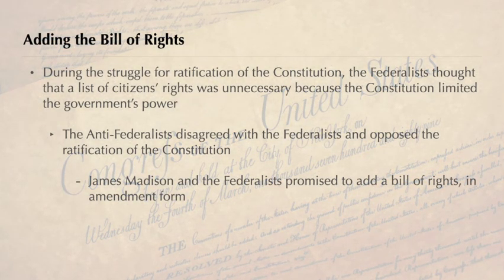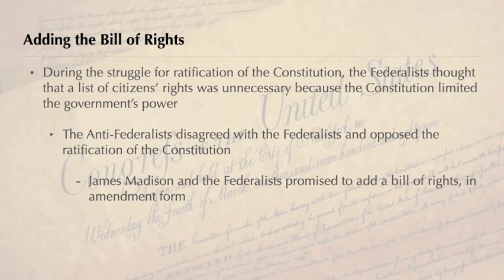To understand how the Bill of Rights became part of the Constitution, you need to recall why a list of citizens' rights was left out of the original document. Quite simply, the framers thought that it was unnecessary. They believed that the Constitution already guarded against tyranny by limiting the government's power. The Anti-Federalists disagreed and put up a stiff fight against ratification. If James Madison and other Federalists had not promised that a Bill of Rights could be added later, in the form of amendments, the Constitution might not have been ratified.